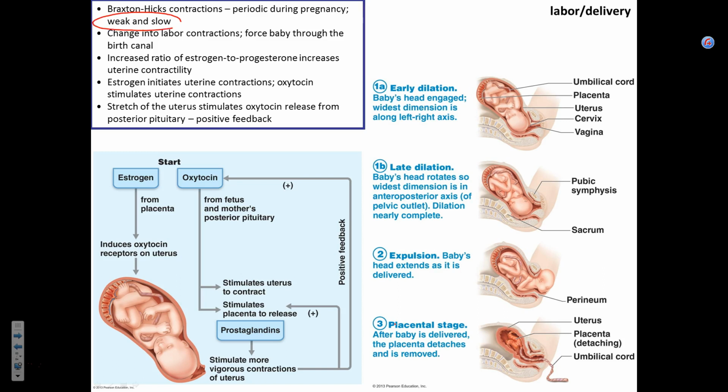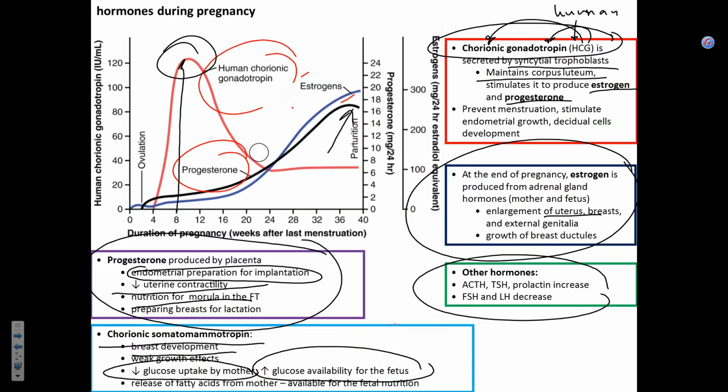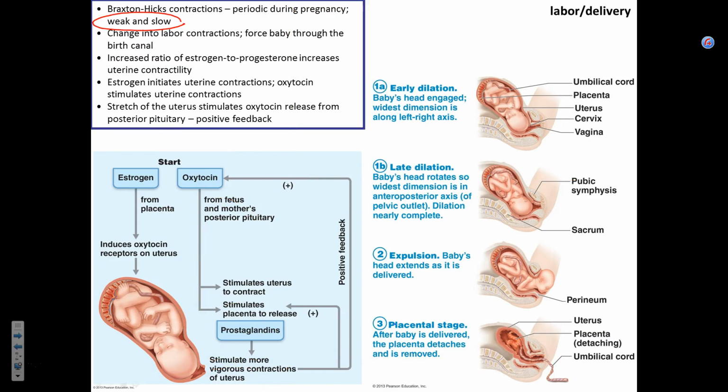So weak and slow contractions are called Braxton-Hicks contractions. And they change into the labor contraction during the labor. So what happens from the physiological standpoint? That thing I feel more comfortable about. Like hormonal regulation, that I feel more comfortable about. Remember at the end of this graph, progesterone goes down, while estrogen keeps getting elevated. So that elevated estrogen leads to increased contractility of the uterus. Estrogen essentially initiates contractions.